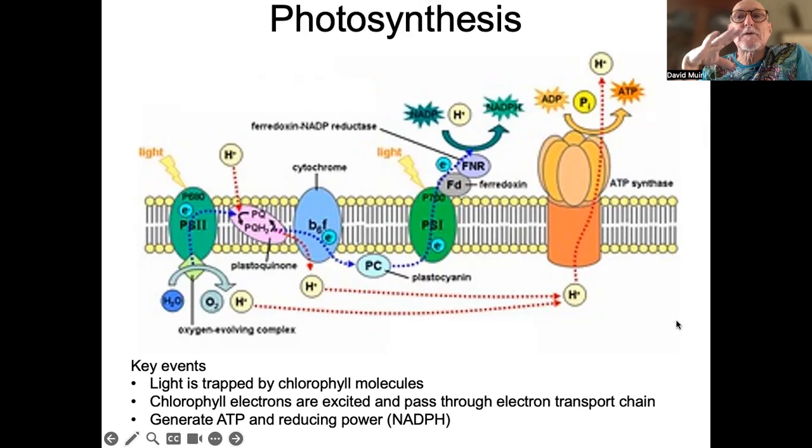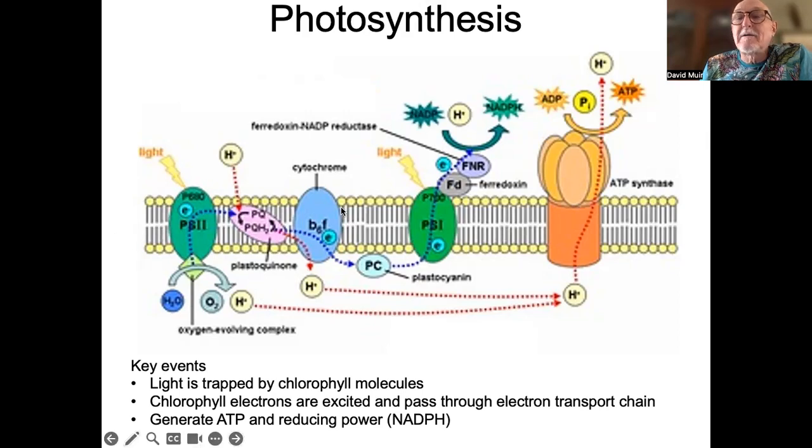So now what is familiar to you? This is similar to aerobic respiration. It's the same kind of idea. We're accumulating protons on one side of the membrane, which are not present on the other. And as these electrons flow through these systems, again, they lose energy, and protons can be pumped to this side here.